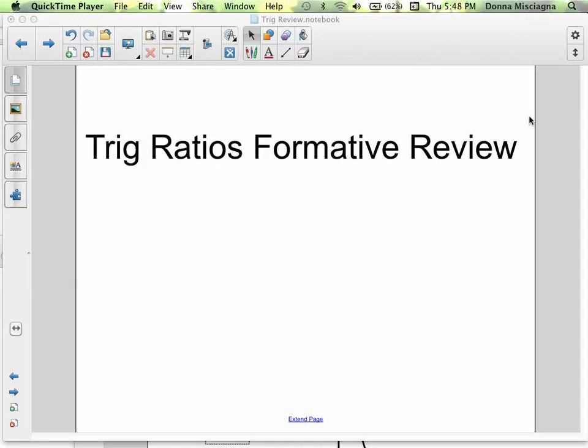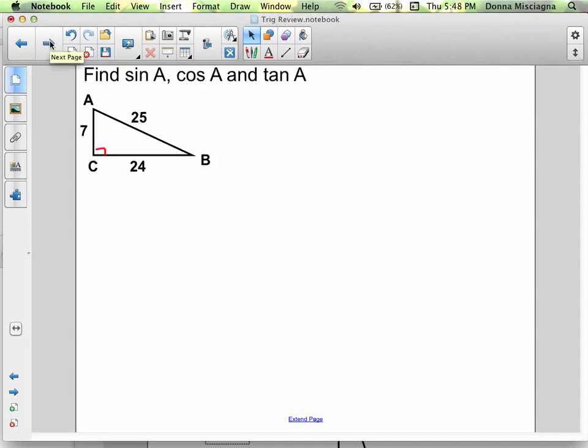Welcome to the trig ratios formative review. So we're going to do some problems that are similar to ones on the formative to help you prepare. And when you're done watching this, you can go ahead and take the formative.